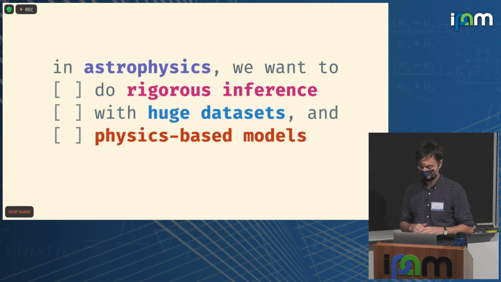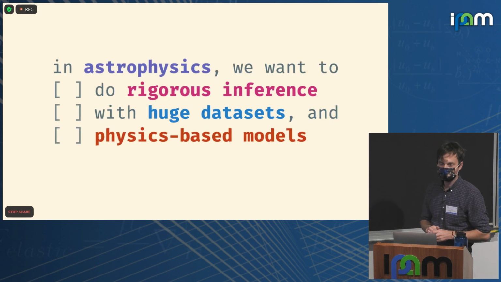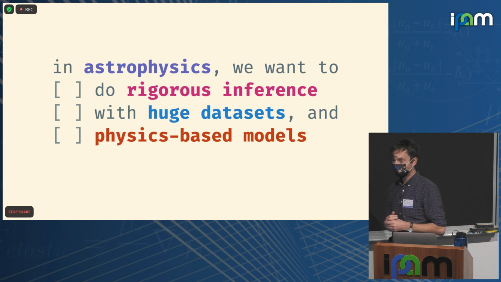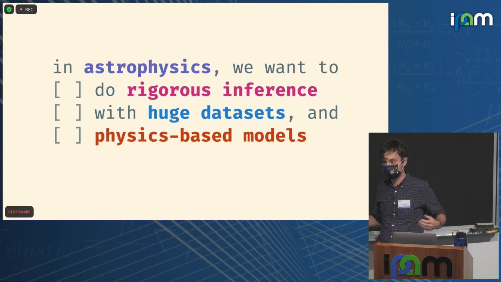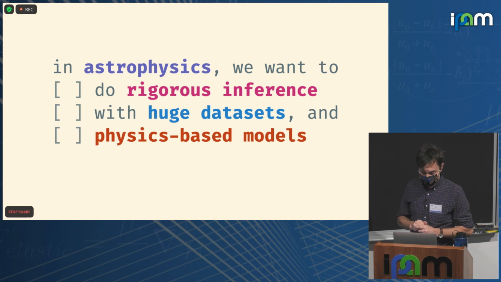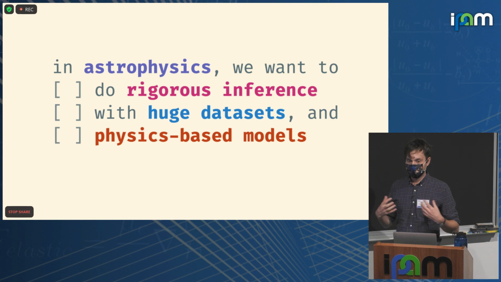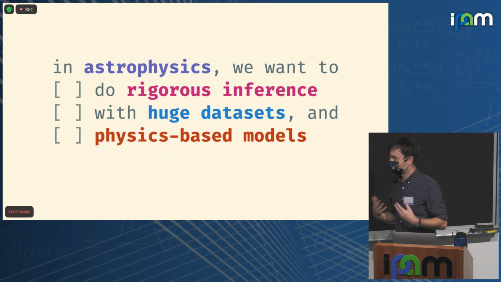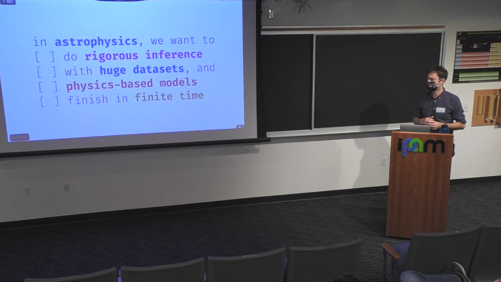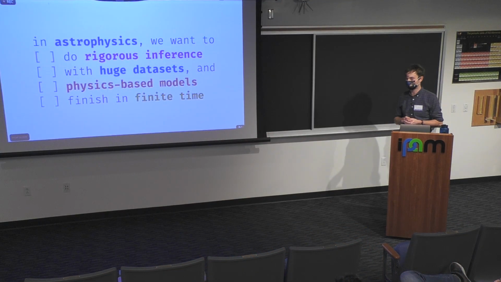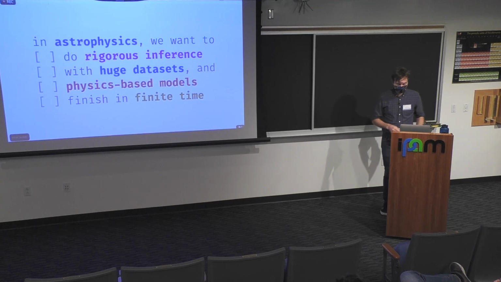And so here's a list of the kinds of things that we care about when doing inference in astrophysics. We want to get the right answer. We want to be able to do it with large data sets. And we want to use our physically motivated or physical models. And hopefully we'll get our result in a finite amount of time. That would be great too. So what do we do?